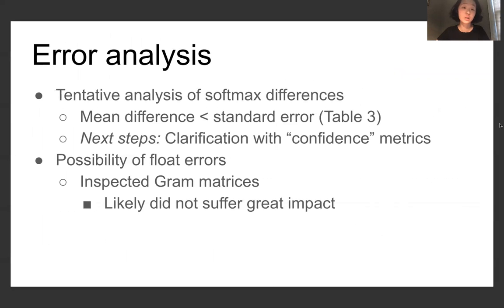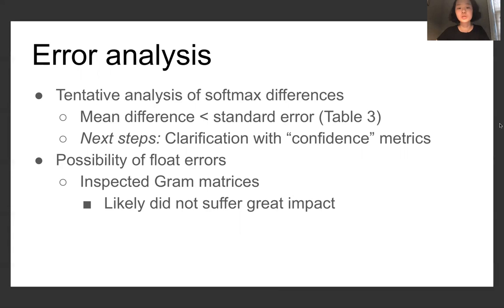Before moving into my conclusions, I will first address the possible sources of error. One of the sources of error that's very important to address is drawing too many conclusions from the data. Specifically, I want to note that I'm going to be very tentative when analyzing the softmax differences because its mean difference was so small relative to the standard error of the mean difference.